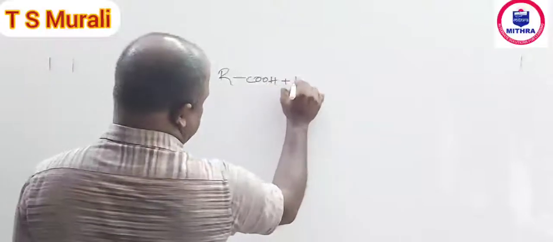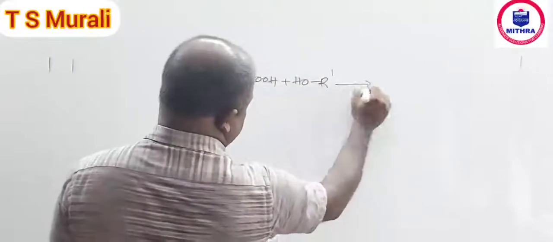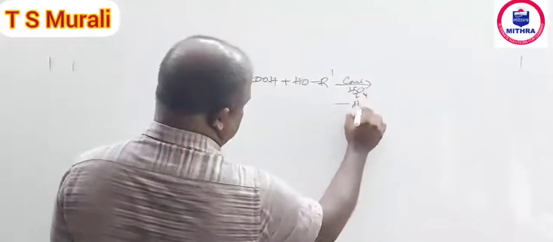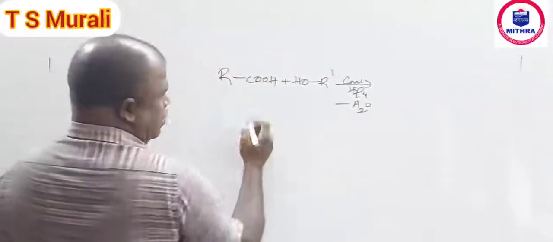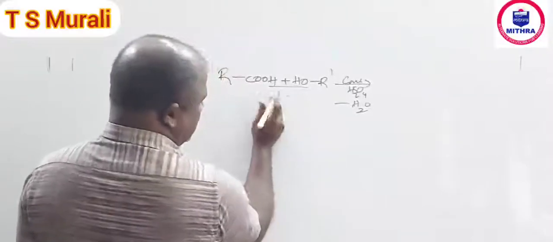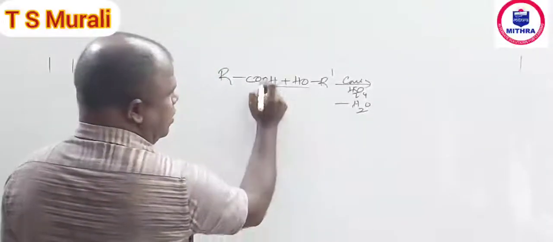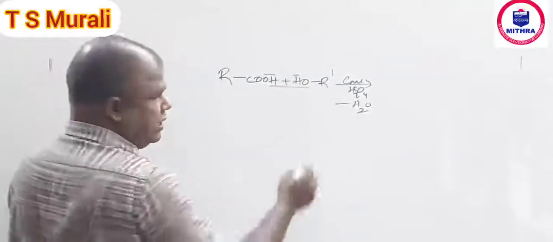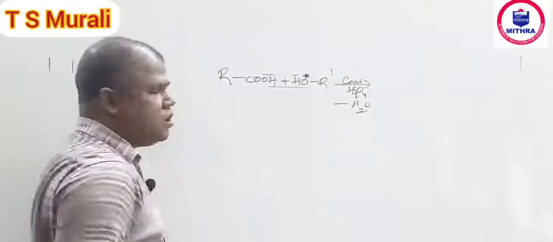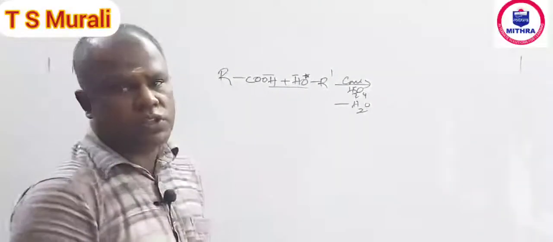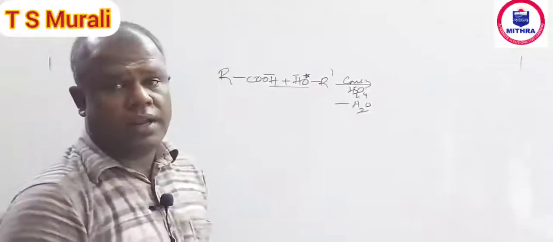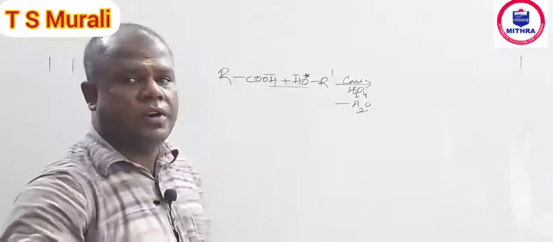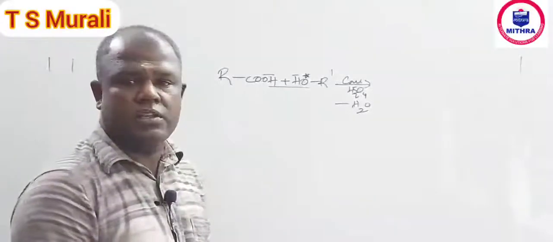Carboxylic acid reacts with the alcohol in presence of concentrated sulfuric acid. A molecule of water is removed. So the confusion is whether water is removed in this way, that means H from acid and OH from alcohol, or OH from acid and H from alcohol. And that is established by a labeling technique. Alcohol oxygen is replaced by radioactive oxygen. Alcohol contains an OH and that oxygen atom is replaced by radioactive oxygen. That technique is called labeling.